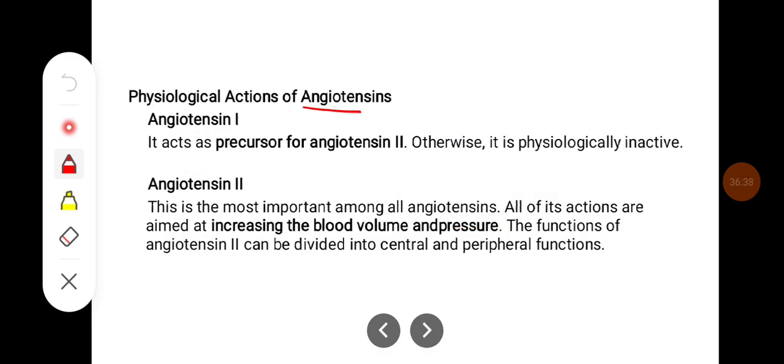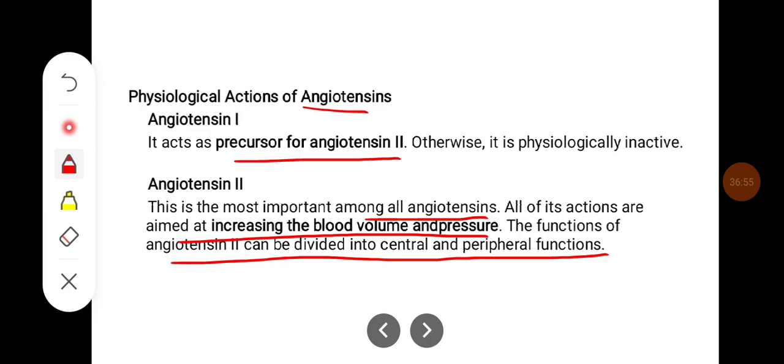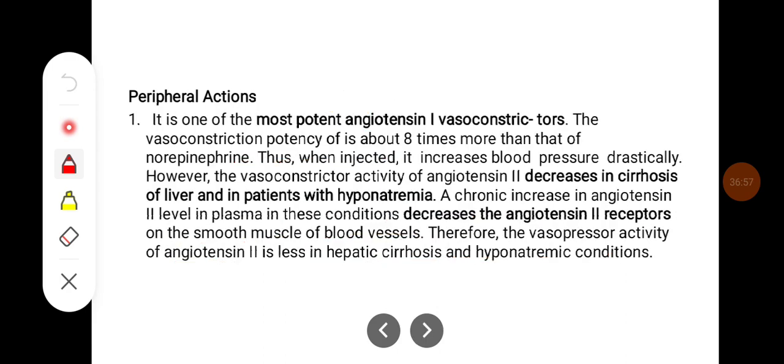Physiological actions of angiotensins. Angiotensin 1 acts as a precursor of angiotensin 2, and angiotensin 2 is the most important among all angiotensins. All of its actions are aimed at increasing the blood volume and pressure. Thus, the functions of angiotensin can be divided into central and peripheral functions. Peripherally, it is one of the most potent vasoconstrictors. The vasoconstriction potency is about 8 times more than that of norepinephrine. Thus, when injected, it increases the blood pressure drastically.